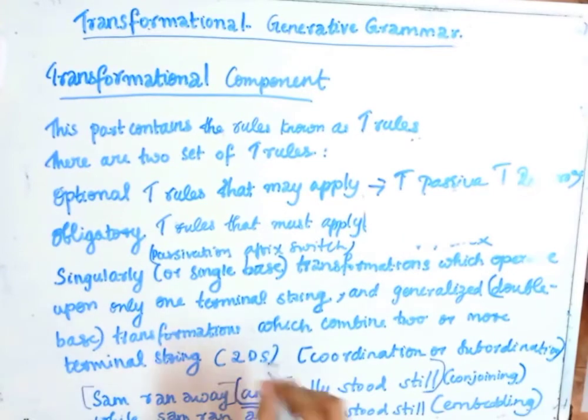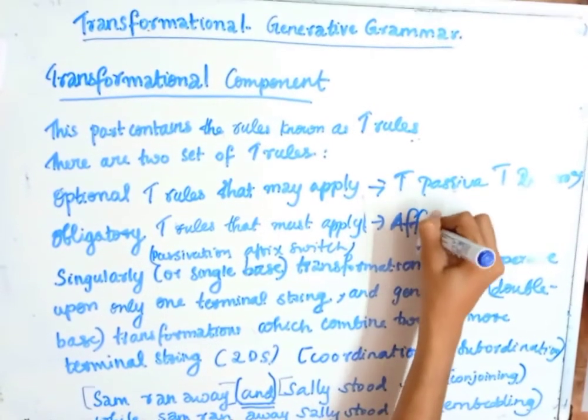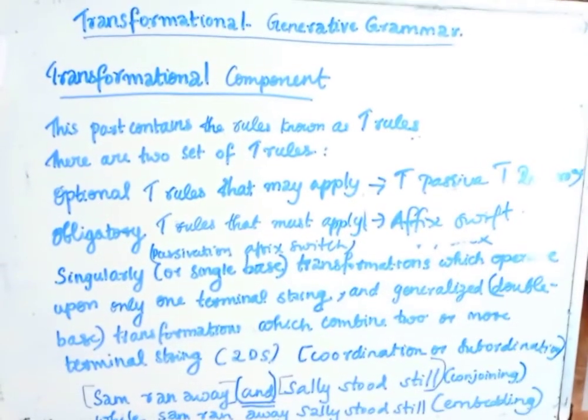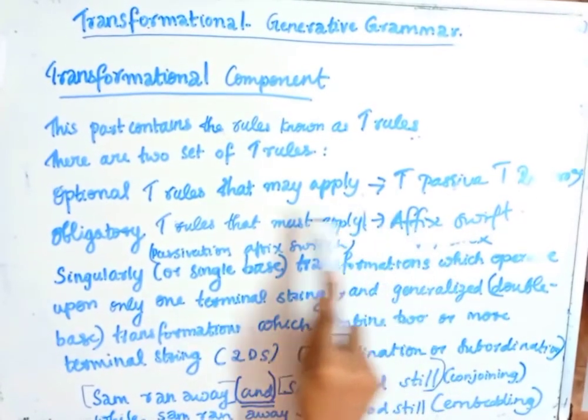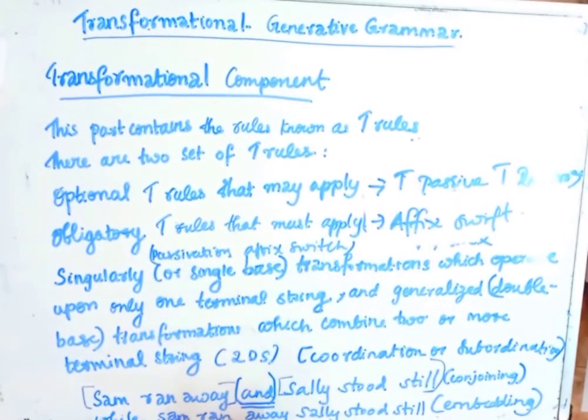Then obligatory T rules that you must apply include affix switch, right? Affix switch is an obligatory T rule because if there is a past tense, then you need to apply the affix switch. So affix switch is an obligatory T rule that you must apply.